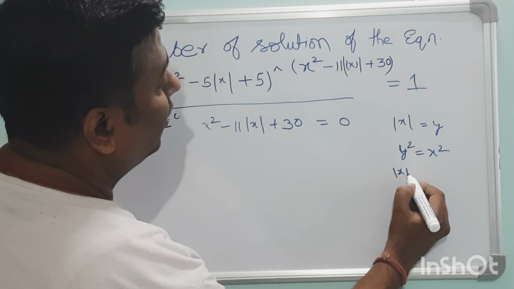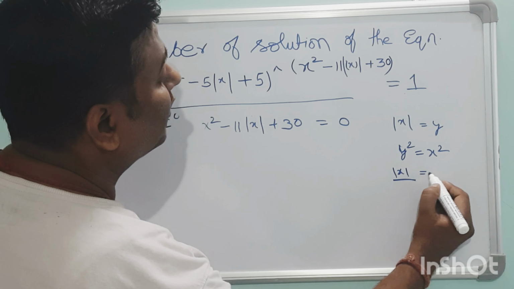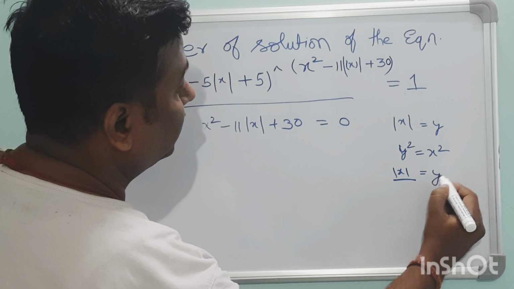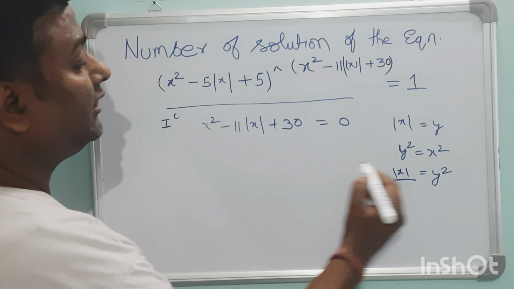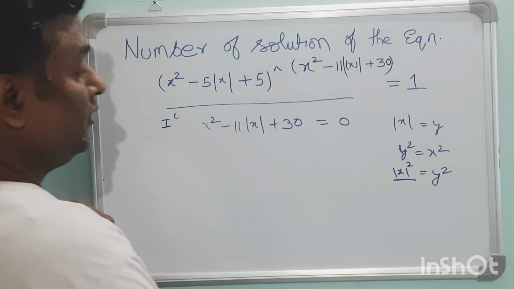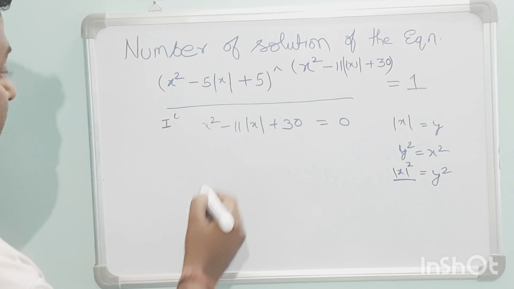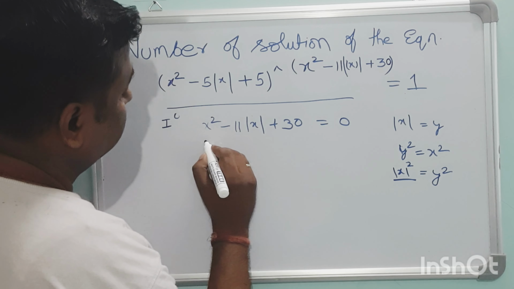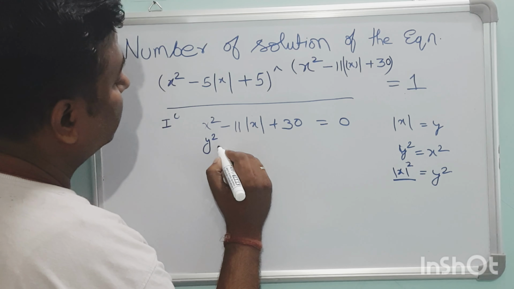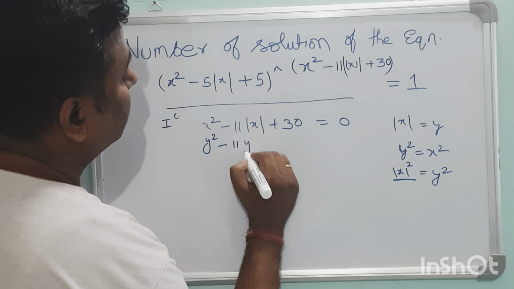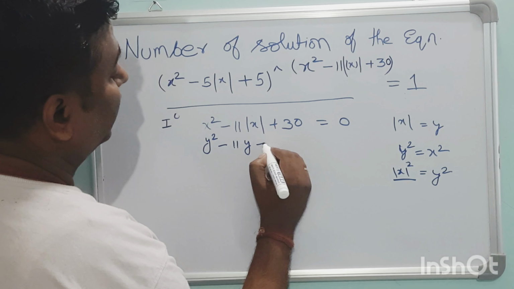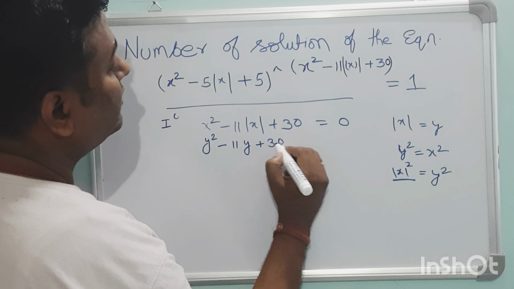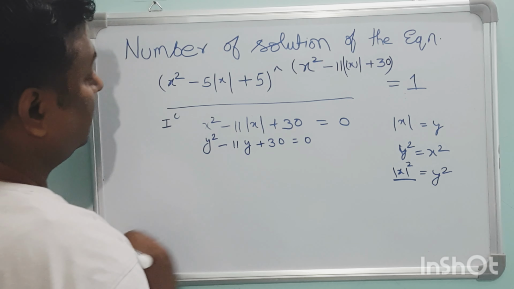See, mod x is a positive number, and a positive number squared will always be a positive number. So we can say mod x square is equal to x square, which is y square. So we are going to replace with y. This equation will become y square minus 11y plus 30 equals 0.